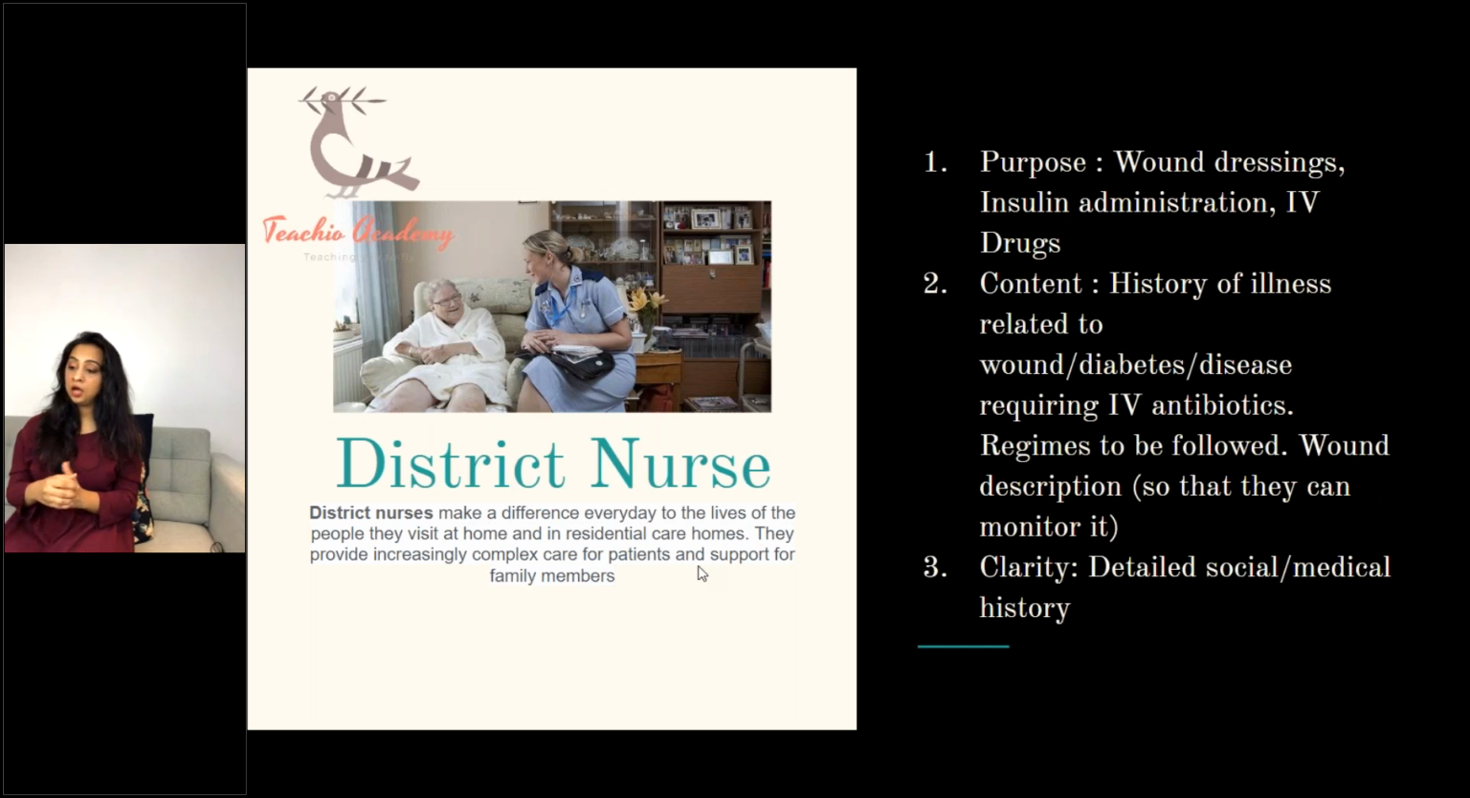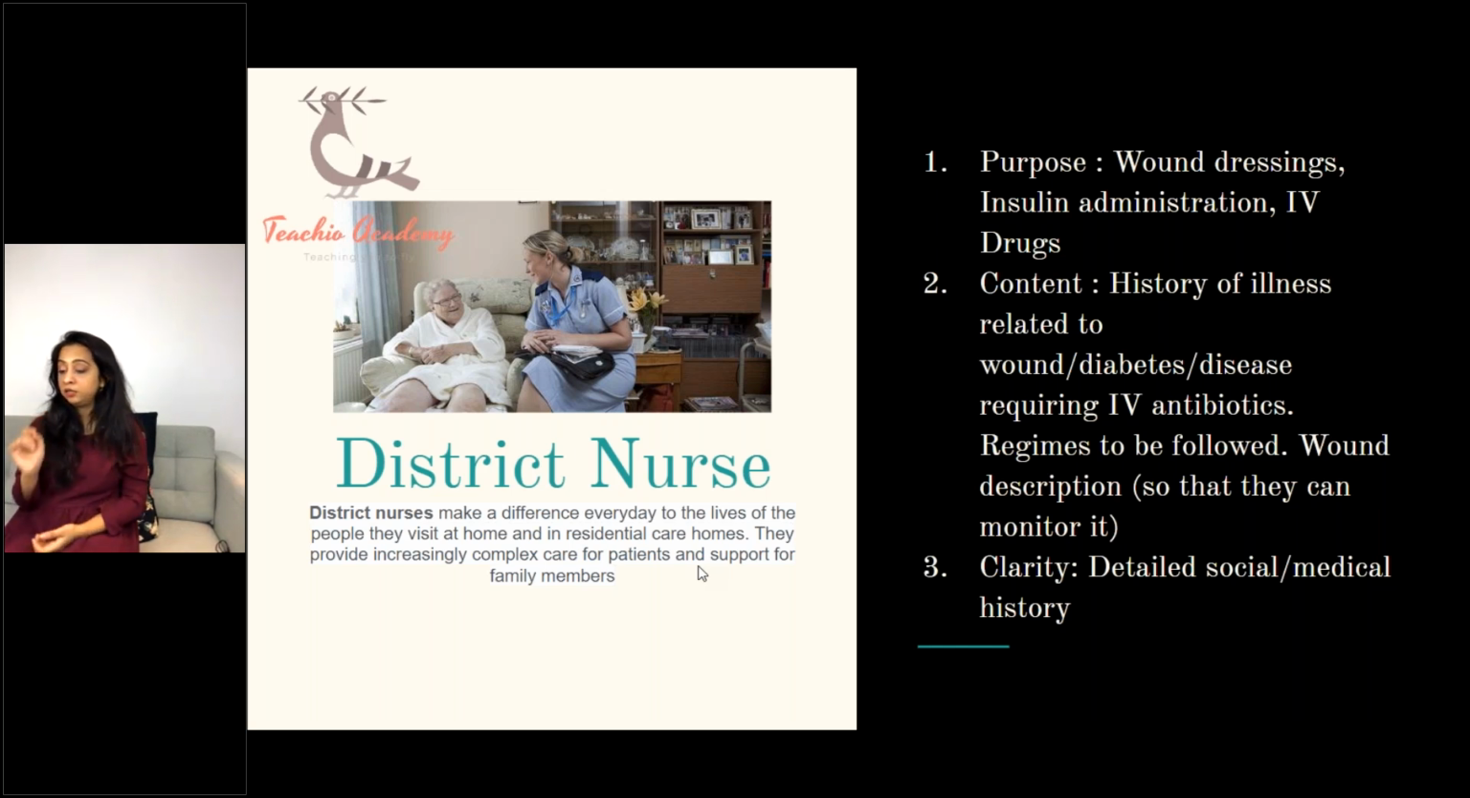You can say that this patient has, so they might want to know about uncontrolled diabetes because that's going to affect the wound healing. So this patient has a history of uncontrolled diabetes, which has created a very large ulcer on the back of his foot. You have to mention, if you're referring this patient for a wound dressing, they need to know every single thing about that wound.